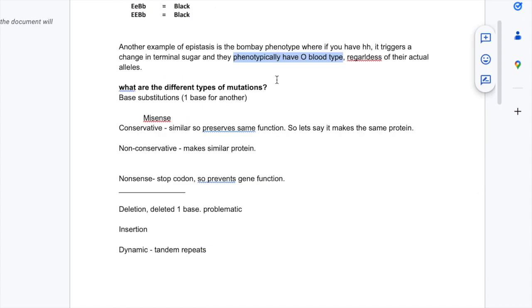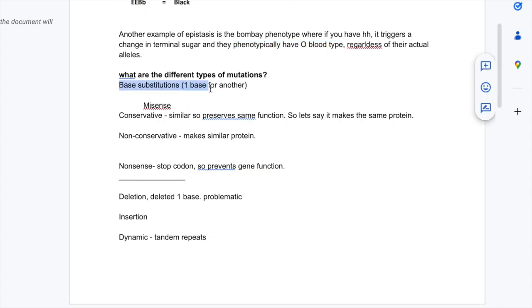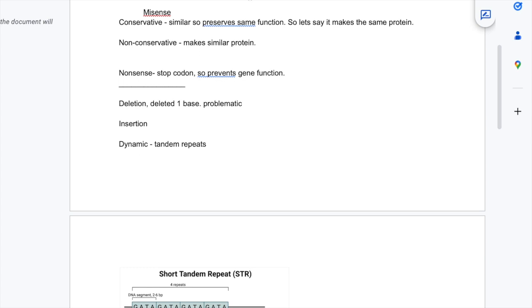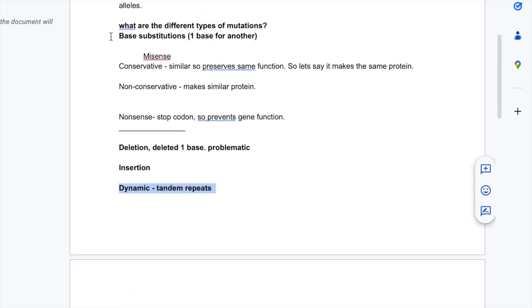Now, what are the different types of mutations? We have our base substitutions, we have our deletions, insertions, and then we have dynamic tandem repeats. So in terms of our base substitutions, it's usually one base for the other, but we'll talk about some different subcategories.